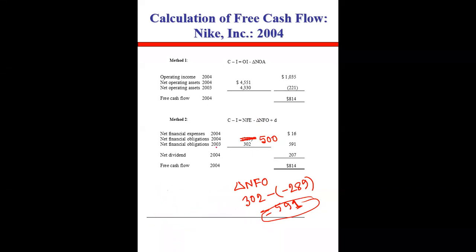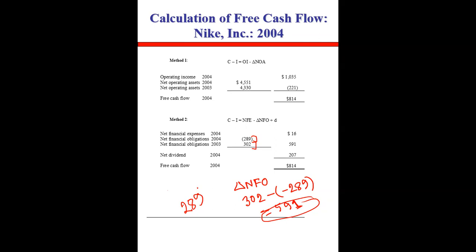Okay. But what we are saying here, we are saying that the company has now negative net financial obligations, right? So what does it mean? The company has now net financial asset. So if the company has now net financial asset, what does it mean? The company has made repayment of this amount. And now this company has this amount of negative net financial obligations, or this company has now 289 of positive net financial asset.